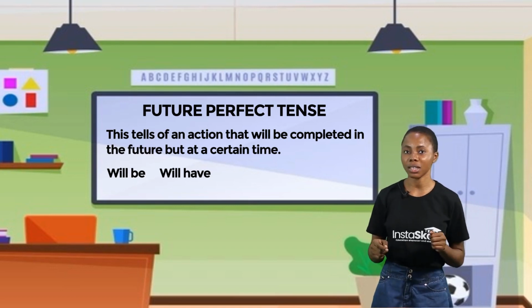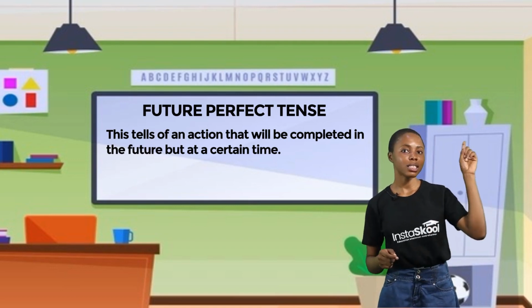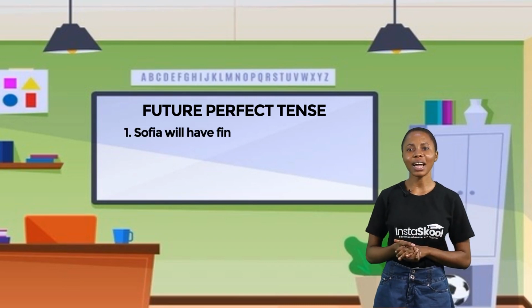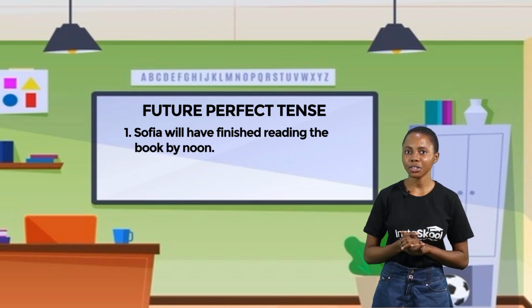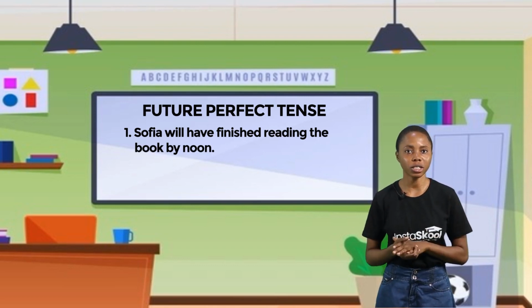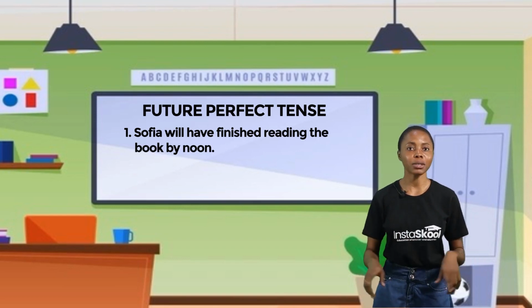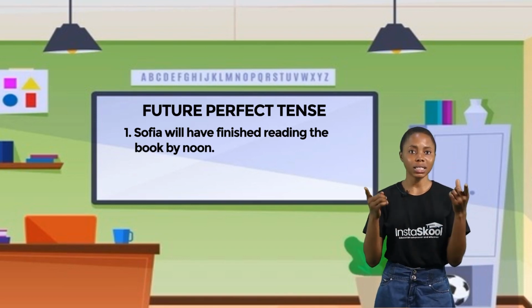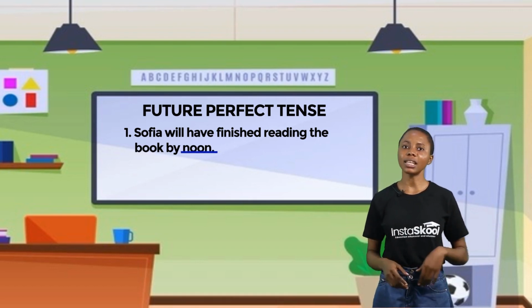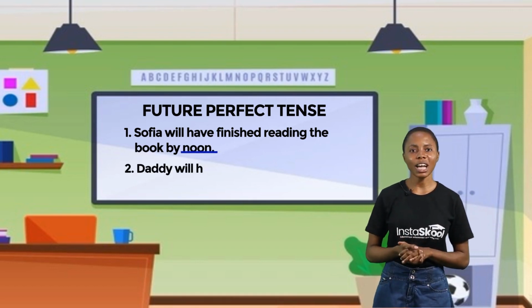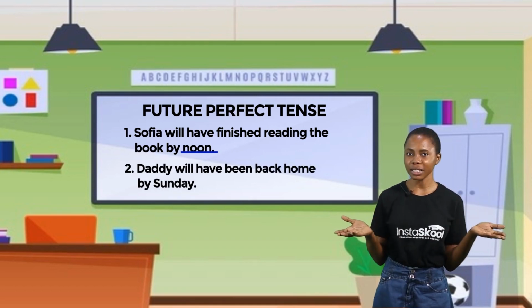Now let's put those words into sentences. Sentence 1. Sophia will have finished reading the book by noon. This sentence tells us that by noon, Sophia will have finished reading it. It hasn't happened yet, but it's happening in the future and at a certain time. Now, what is the certain time there? Noon.